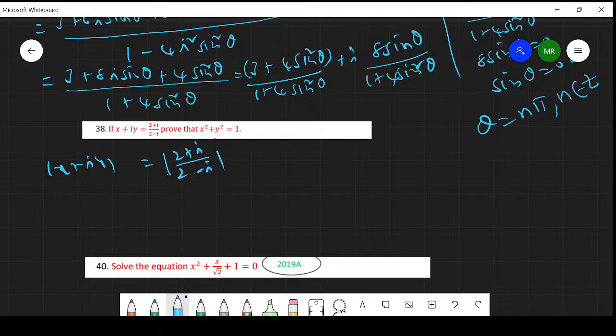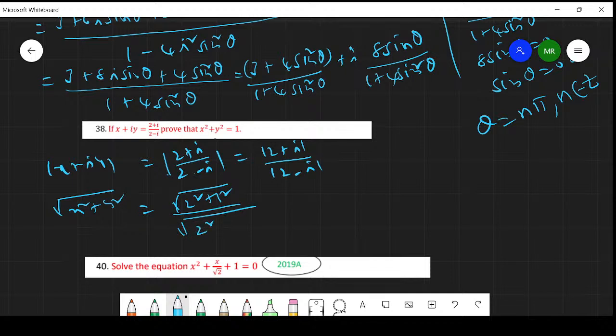Take mod on both sides. This will become root of x square plus y square, because this I can write as mod (2 plus i) by mod (2 minus i). Root of x square plus y square is equal to root of 2 square plus 1 square by root of 2 square plus minus 1 whole square. So this implies root of x square plus y square is equal to root 5 by root 5.